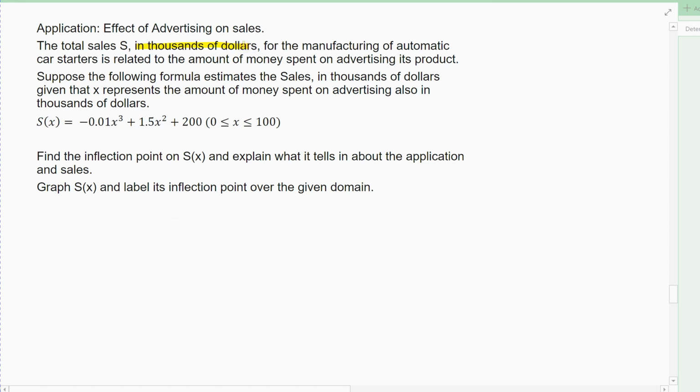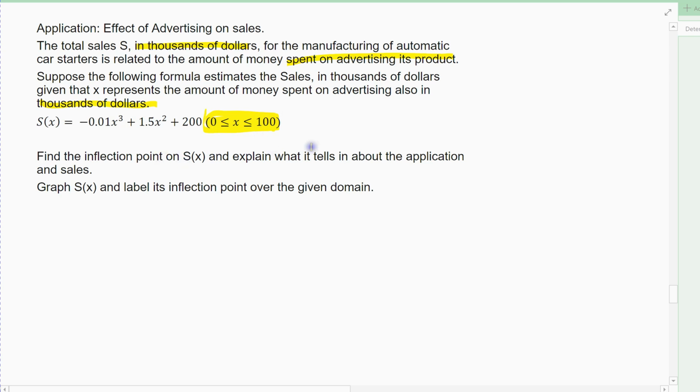For the manufacturer of the automatic car starters, sales is related to the amount of money spent on advertising. Alright, so x represents the amount of money spent on advertising, also in thousands of dollars. So there's the sales equation, and its domain is important, especially when we get to graph it. So I'm going to highlight it there. This will help me get my picture graphically.